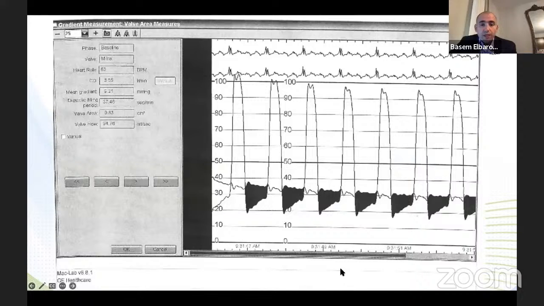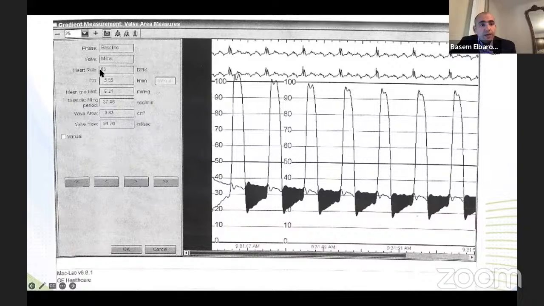So this is a case that we have here in the software. It will actually do that for you. You don't have to sit down with a piece of paper. Just make sure that you get good measurements, and it'll plug it in. So this is a simultaneous left atrium and left ventricular pressure. Okay, there is a clear area under the curve, a diastolic gradient.